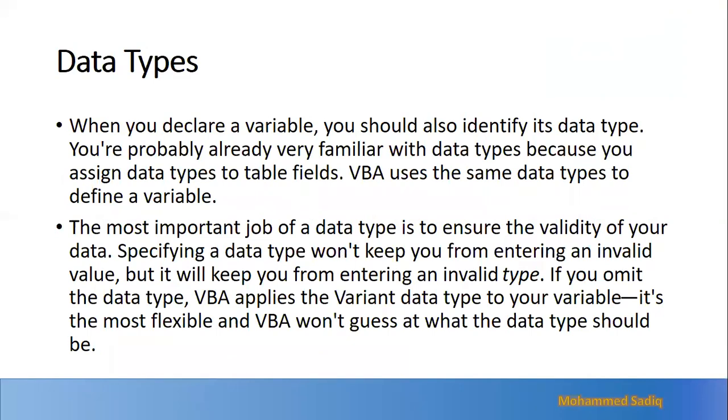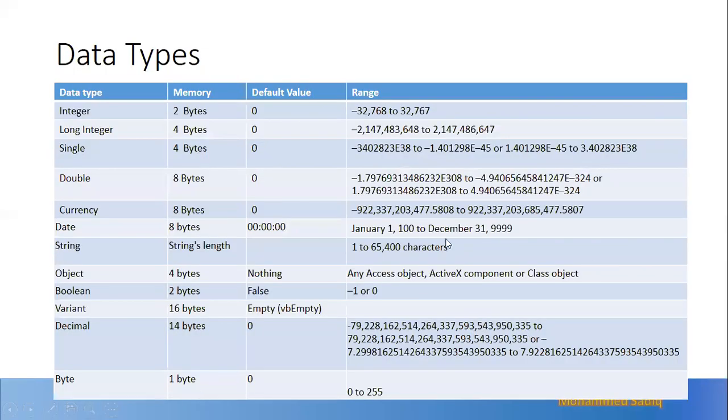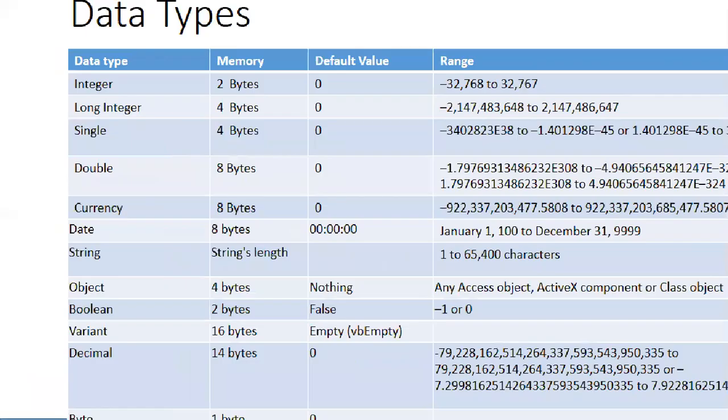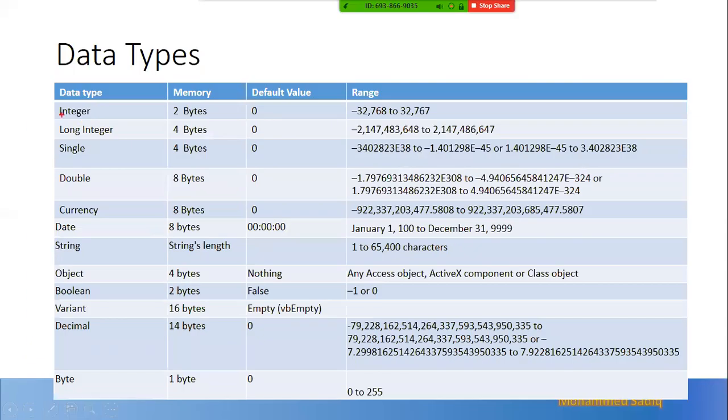A data type says what type of value that variable can hold. These are some of the data types supported in VBA. We have a data type called Integer, which is a 2-byte integer here. In Java it is 4 bytes, and long will be 8 bytes. So here integer is 2 bytes.